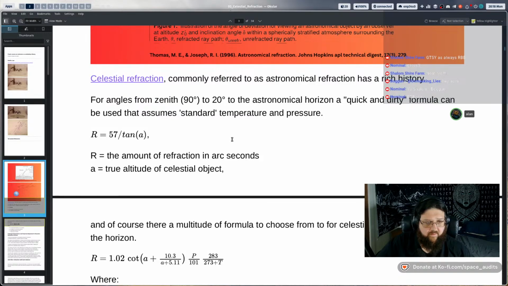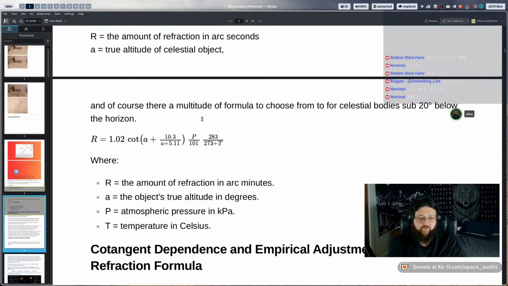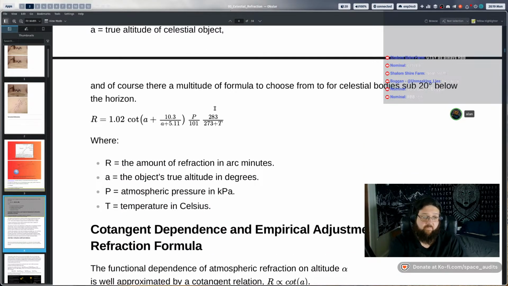All right. So for celestial refraction for angles that are not at the horizon, you can use a simple formula of refraction equals 57 over the tangent of the angle, and that will give you approximately however much refraction there is for angles that are above 20 degrees above the horizon. When you get to 20 degrees and below, you have to start using specialized formulae. The primary one that is often cited is by G.G. Bennett, and that's noted here by the cotangent function and a couple of coefficients that are applied to the angle as a multiplier. So instead of having the angle diverge to 0, it increases it.